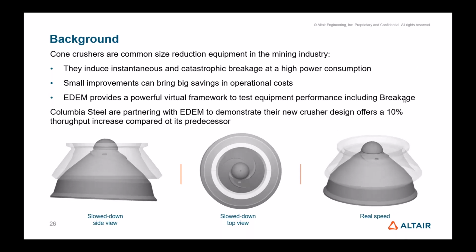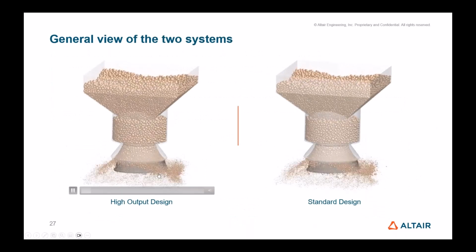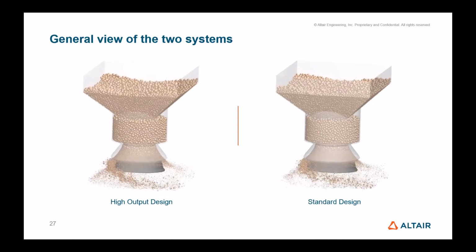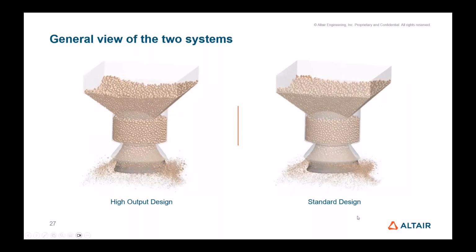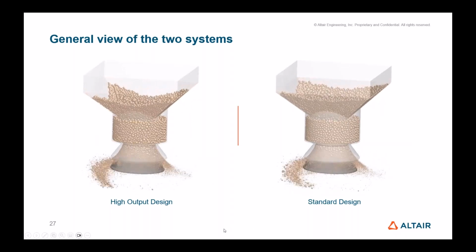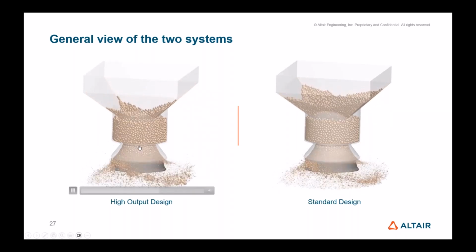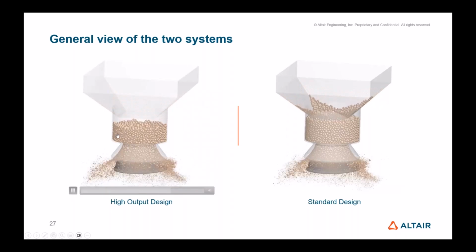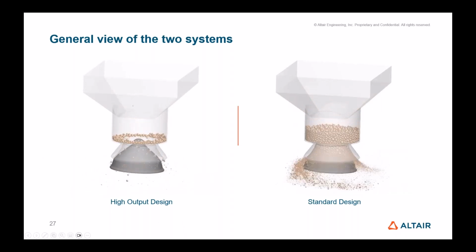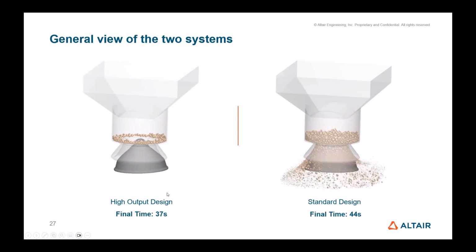So let's have a look at some of the results. On the left side, you have the new design that was supposed to have this increased performance, increased throughput. And on the right side, we have the predecessor, the original design. So I'm going to let the two videos run, and we really want to see the new design processing the material faster, which I think it's already obvious that the new design is working at a faster pace. And if we let the two animations finish, we will see that actually all the material is processed in 37 seconds for the new design, while it takes 44 seconds for the predecessor, for the previous design.